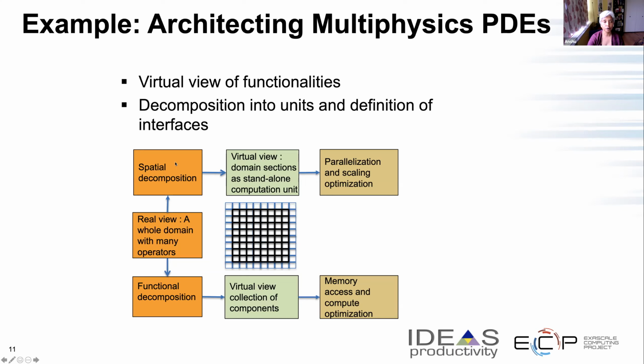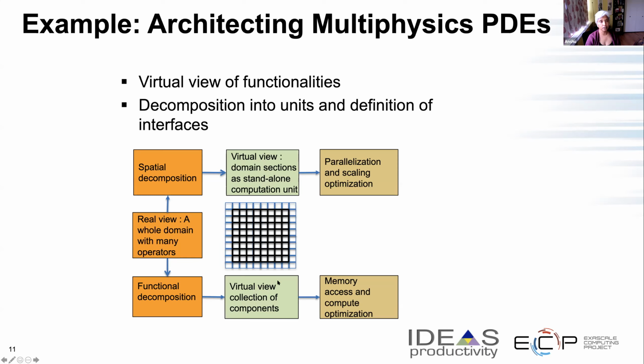And so our virtual view from spatial decomposition is basically that we have these domain sections, which are standalone computation units. And this I'm explaining in the context of explicit methods, where you have this kind of abstraction with cells, the black cells here being the ones where you're updating the values, surrounded by a halo of ghost cells, which come from the neighboring areas, that basically present a standalone computation domain to the operator. So the operator can't tell the difference between the whole domain and this subsection of the domain. And then each operator is basically a collection of components.